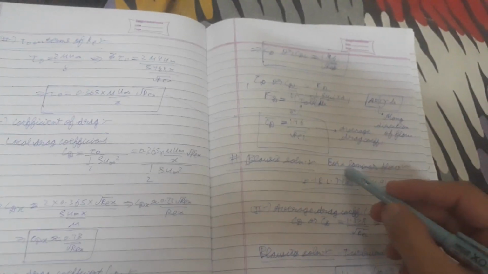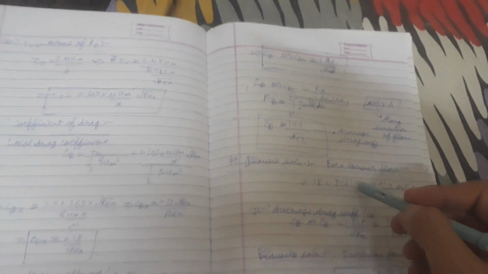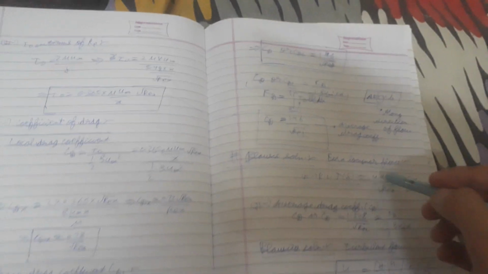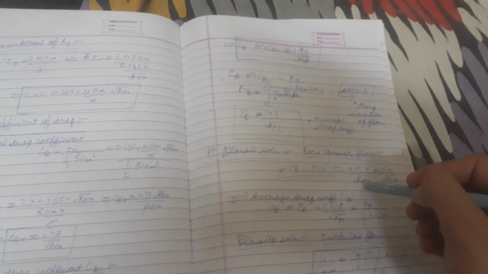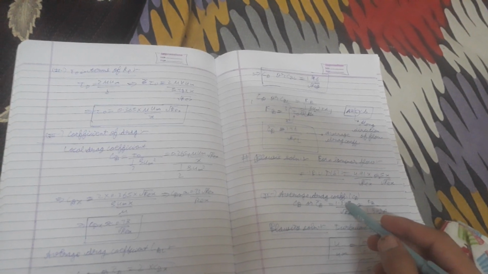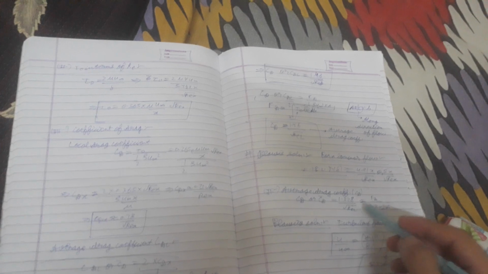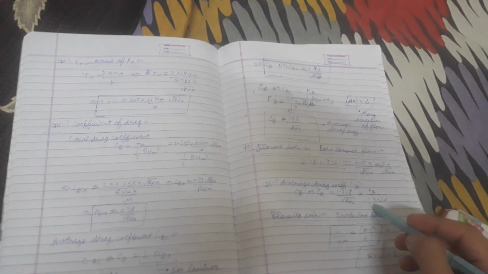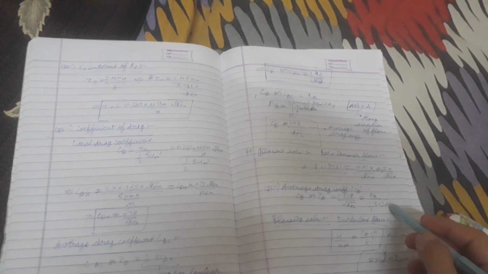Blasius solution for laminar flow: boundary layer thickness delta is equal to 4.91 x by under root Rex, or 5x by under root Rex. Average drag coefficient CDL or CD bar is equal to 1.328 over under root REL, which is equal to FD by half rho u infinity square into A.